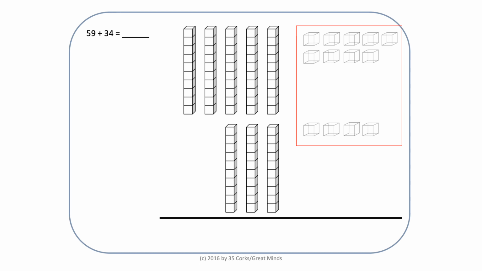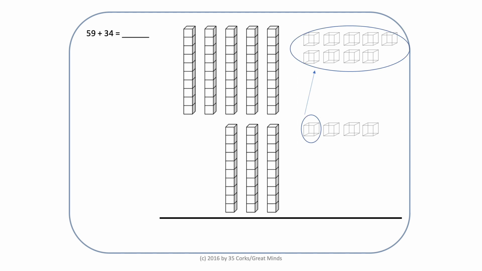So I have some good ideas. I know that 9 ones and 4 ones is 13 ones. But I also know 9 needs 1 more to make a 10. I can take 1 from the 4, and now we have 10 at the top. And how many are left over?